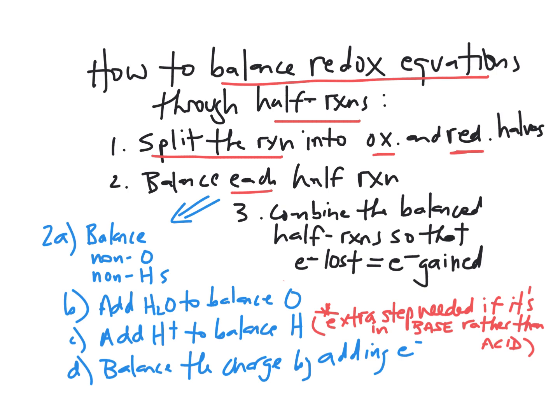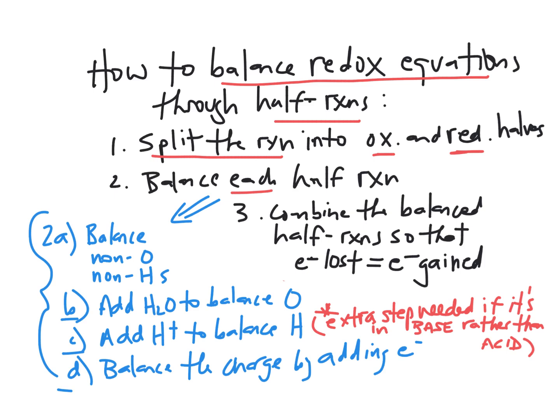Next, you take each of those half reactions and you balance each one. And you do that using the blue steps that I've laid out here, okay? So to balance each half reaction, you'll see you balance your non-oxygen and non-hydrogens. Then you add water to balance oxygen. Then you add H plus to balance hydrogens. And then you balance the charge by adding electrons. Because in a reduction half reaction, it should gain electrons, meaning electrons should end up on the left-hand side. And in an oxidation half reaction, it should lose electrons, meaning electrons should end up on the right-hand side.